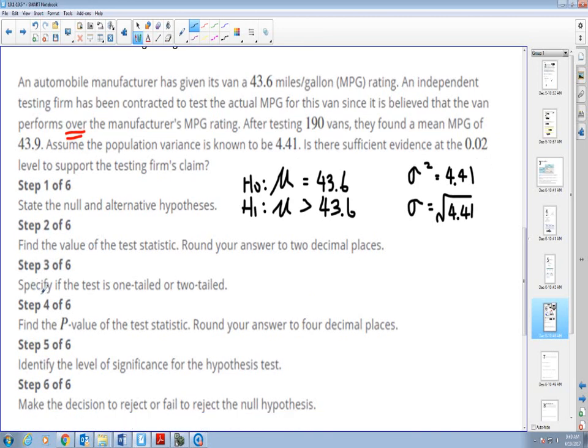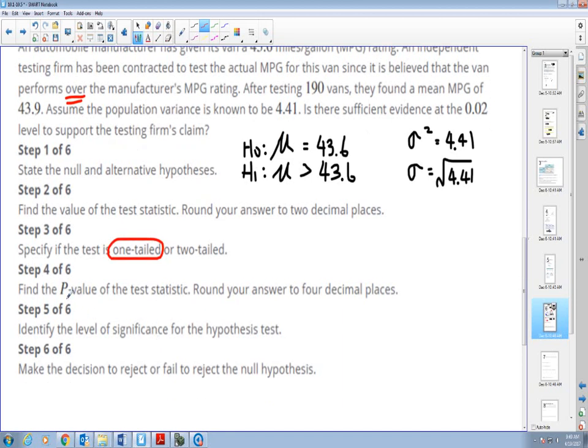Find the value of the test statistic. We get that from the calculator. Is this a one-tail or two-tail test? Greater than will be a one-tail test. To be more specific, it's going to be a right-tail test. We'll get a p-value in a minute. What's my alpha, the level of significance? Alpha is 0.02.